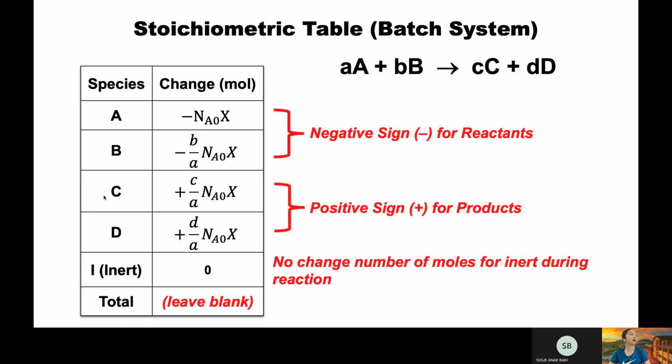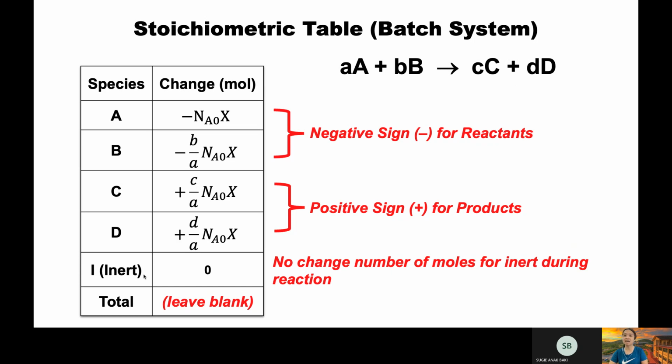So plus C per A multiply with NA0 X, and for D plus D per A NA0 X. So C per A, D per A. You have to look at the stoichiometric coefficient again. Alright, so for the chemical equation, you know how much of C, how much of D per A, and then don't forget multiply again with NA0 multiply with X. So you get for A, B, C, and D for the change.